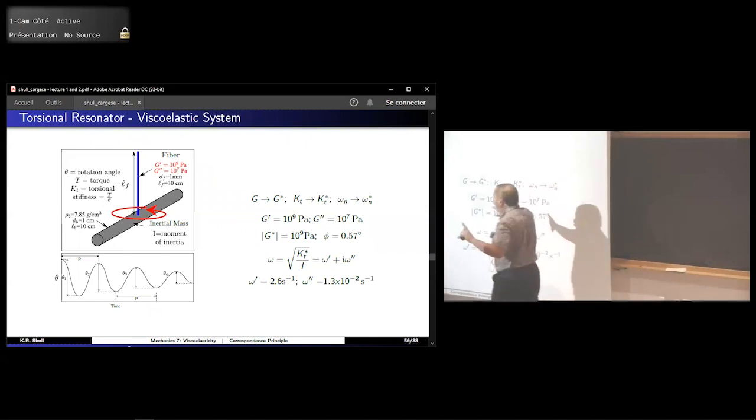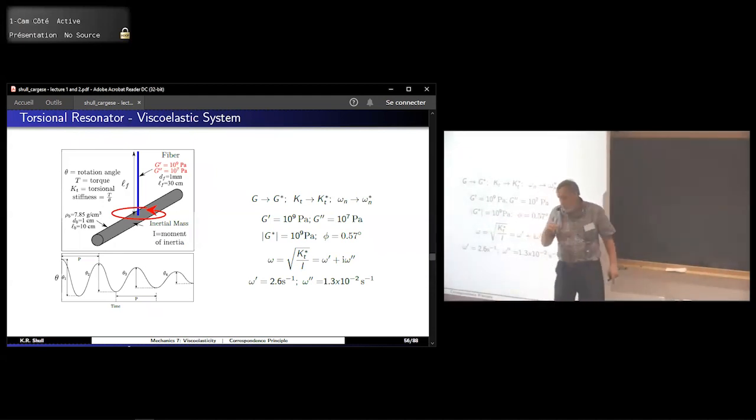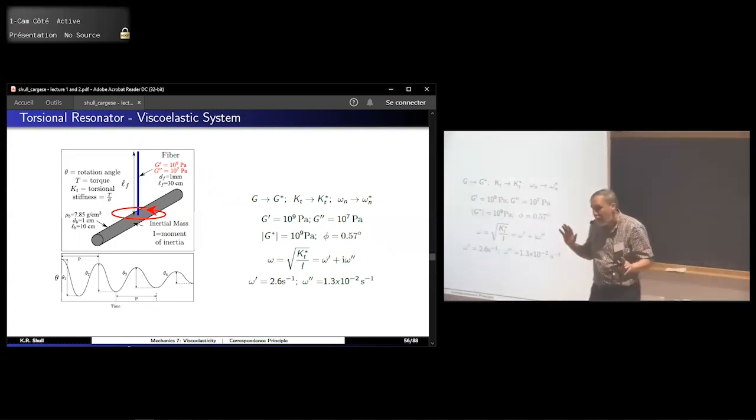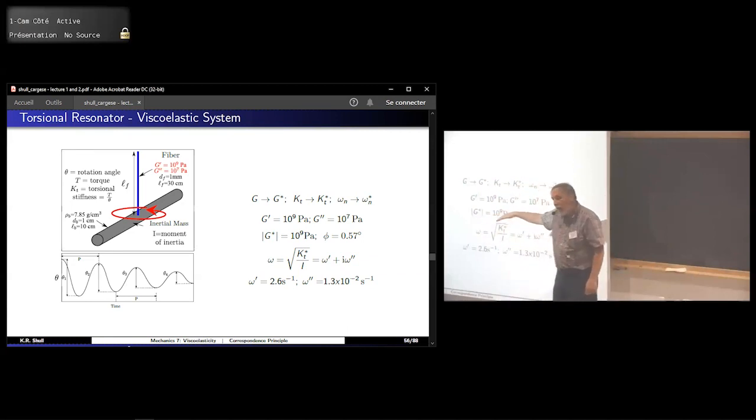No, it's just in air. The only dissipation is the dissipation in this fiber. But that's enough, even for a 0.6 degree phase angle, to really kill the oscillation relatively quickly. Yeah. And I'm going to talk a lot about resonators later, so it's this connection between dissipation and how well the thing oscillates that I wanted to keep.